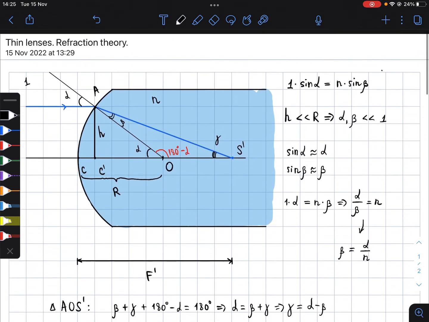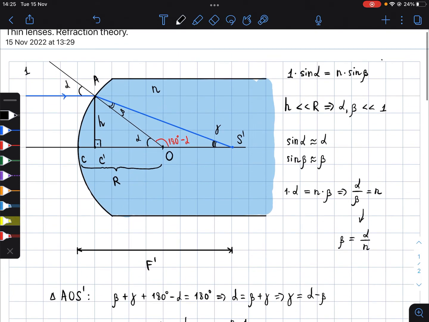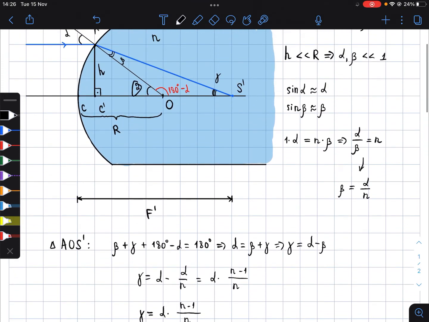C prime A O. That is this triangle, C prime A and O. This is the right angle triangle. Okay, this angle is right angle, and from that we have the ratio of H to the C prime O is going to be our tangent alpha. So let's write it down. Tangent alpha is equal to H divided by C prime O.